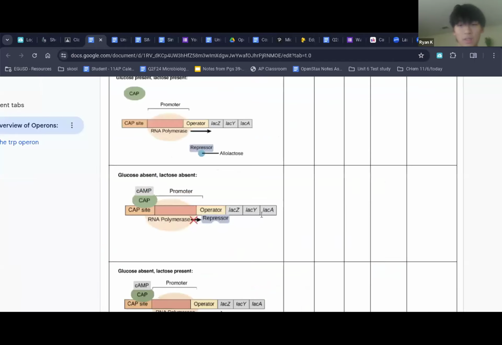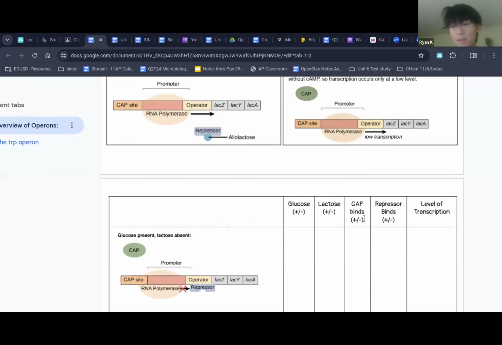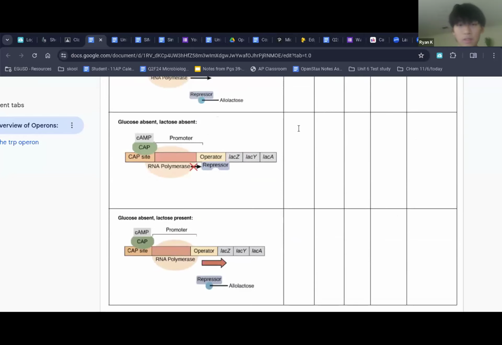And then basically both of these things are present: the CAP binder and the repressor binder is also blocking the flow, and then there's no food at all. So this is just no transcription whatsoever.